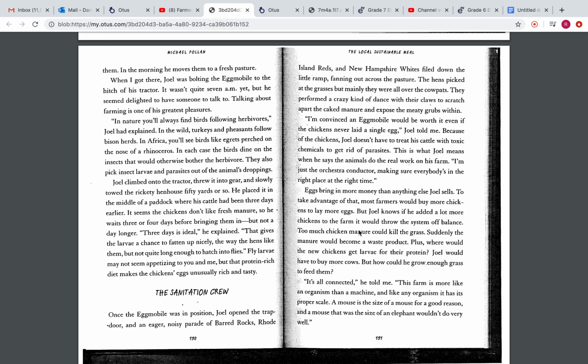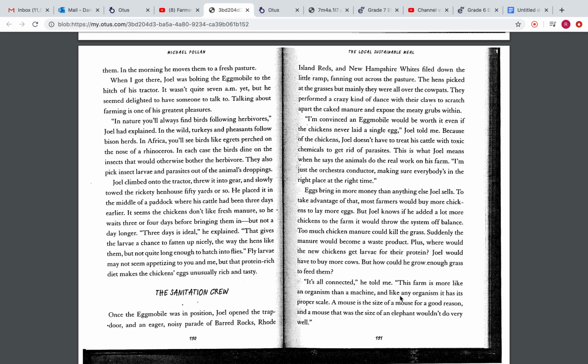All right. Let's look at this sentence right here. "It's all connected, he told me. This farm is more like an organism than a machine. And like any organism, it has its proper scale." So what he's basically saying here is that this farm is treated more like a human being rather than an industry where everything is about mass production, right?